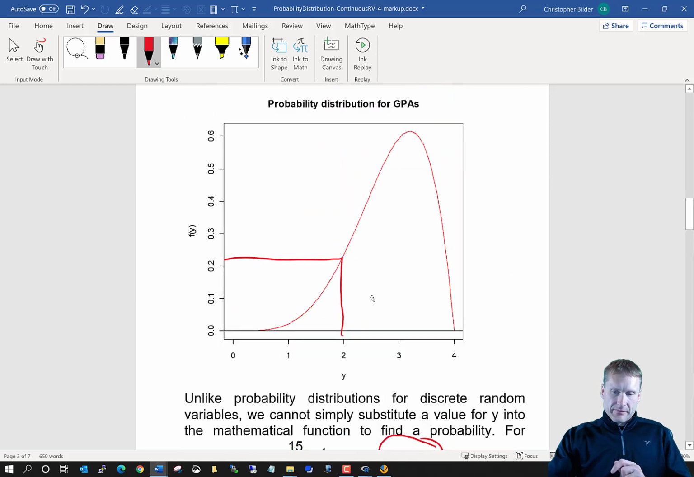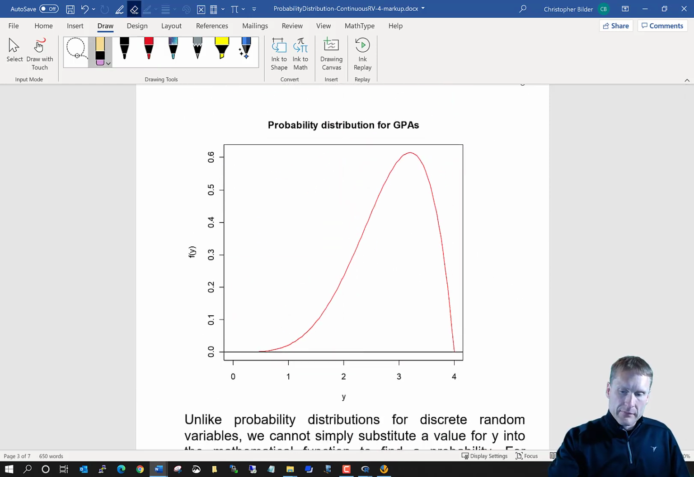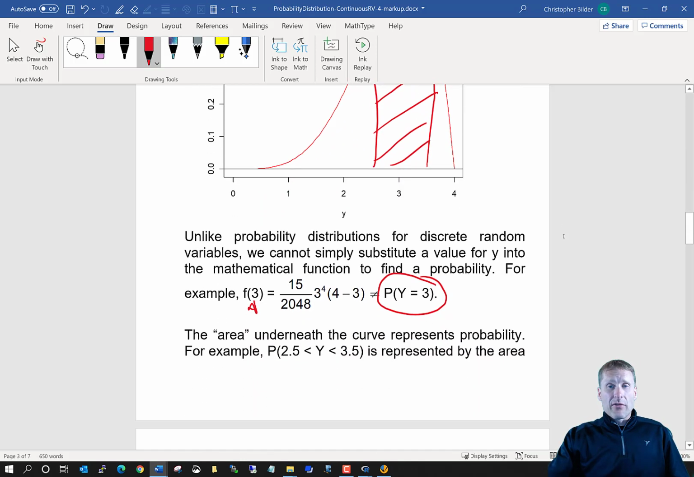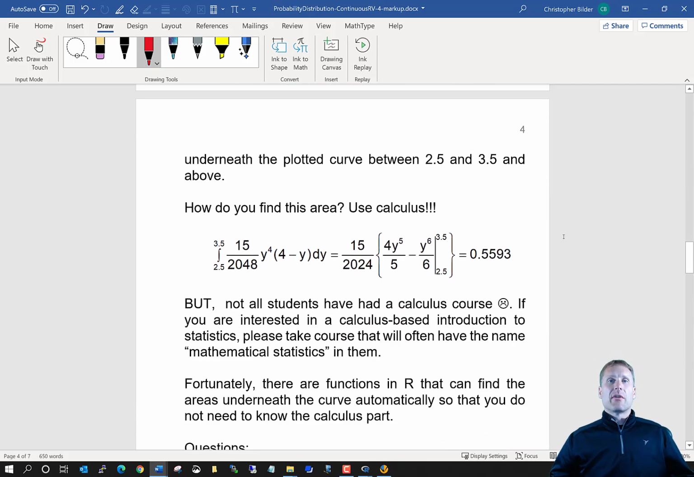So for example, let me erase this again. If I wanted to find the probability that y is between 2.5 and 3.5, I would want to find this area. Now, many of you have had a calculus class. How would you find the area underneath the curve in that kind of situation? Well, simply integrate. You would integrate my function from 2.5 to 3.5, and we put a dy there because we're integrating with respect to y. If you go through all the calculations, you get 0.5593.